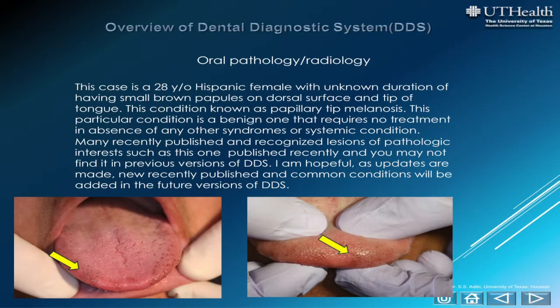This case is a 20-year-old Hispanic female with unknown duration of having small brown papules on the dorsal surface and tip of the tongue. This condition is known as Papillary Tip Melanosis. This particular condition is a benign one that requires no treatment in absence of any other syndromes or systemic conditions.